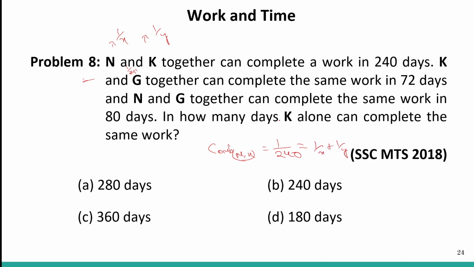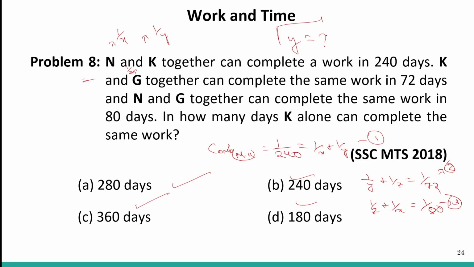And K and G together can complete the same work in 72 days. So 1 by y plus 1 by z is equal to 1 by 72. And it is given that N and G can together complete the same work in 80 days, so 1 by z plus 1 by x is equal to 1 by 80. This is what is given to us. Three linear equations, 1, 2, and 3, and we have to solve them. Will the answer be 280 days, 240 days, 180, or 360 days? That is, how many days K alone can complete the same work. We are asked about y here.